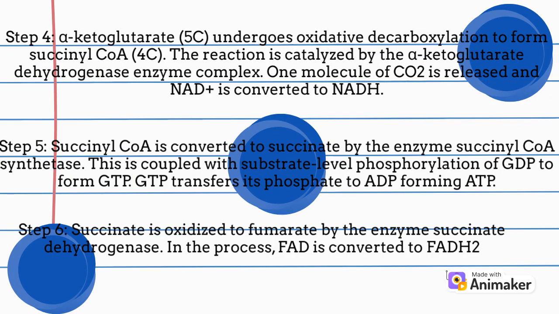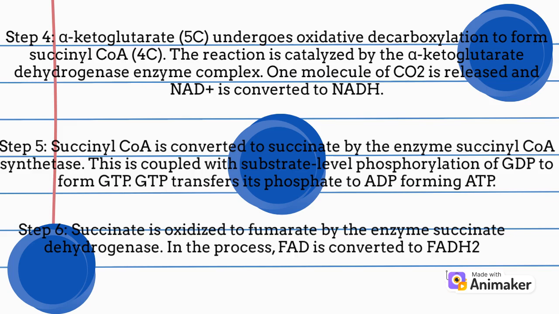Step 4. Alpha-ketoglutarate, 5C, undergoes oxidative decarboxylation to form succinyl-CoA, 4C. The reaction is catalyzed by the alpha-ketoglutarate dehydrogenase enzyme complex. One molecule of CO2 is released and NAD+ is converted to NADH.